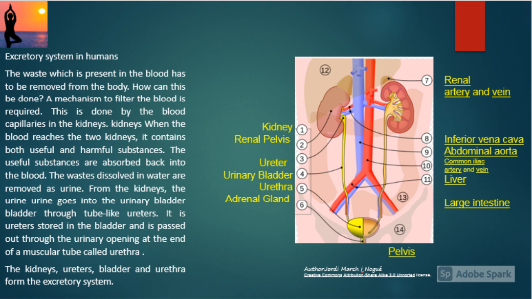It is stored in the bladder and is passed out through the urinary opening at the end of a muscular tube called the urethra. The kidneys, ureters, bladder and urethra form the excretory system. An adult human being normally passes out 1 to 1.8 liters of urine in 24 hours, and the urine consists of 95% water, 2.5% urea, and 2.5% other waste products.